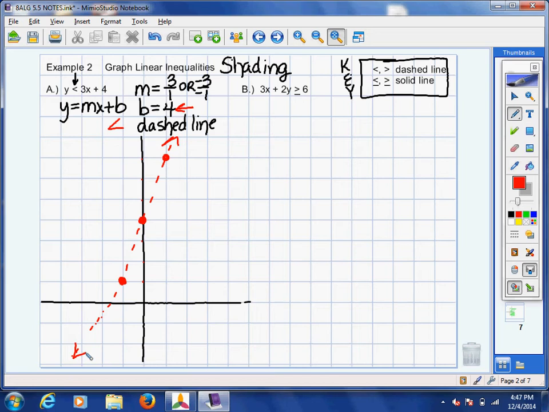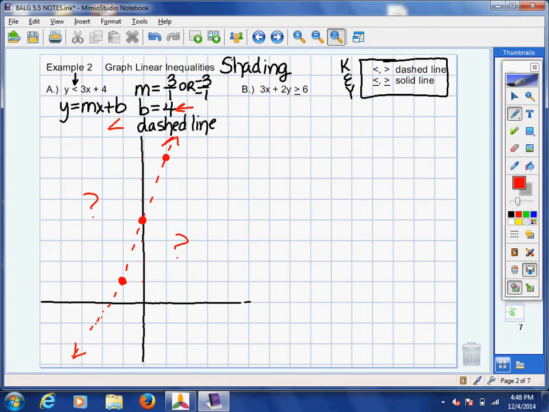Okay, so we did a great job. We graphed the line. We knew it was dashed, but we need to figure out which side is the less than side. Which side has all the points that make this inequality true? Okay, so is it the left side? Is that the less than side, or is the right side of the line where all the answers are?